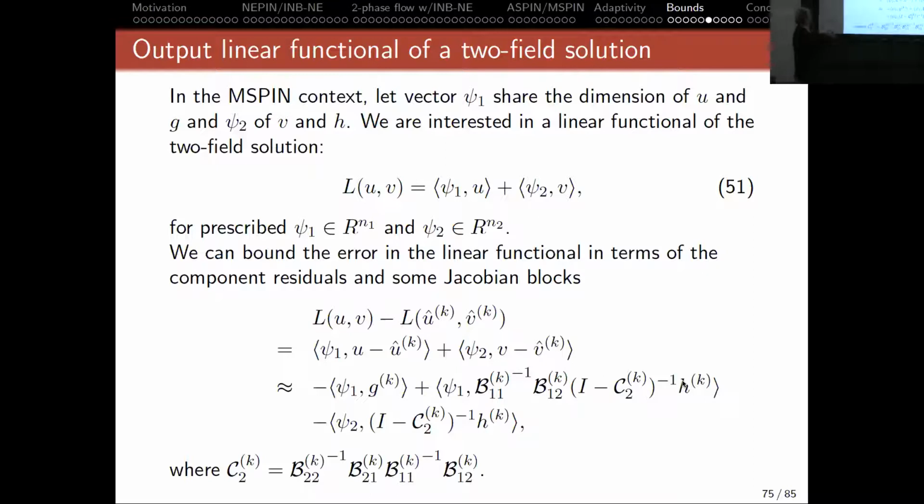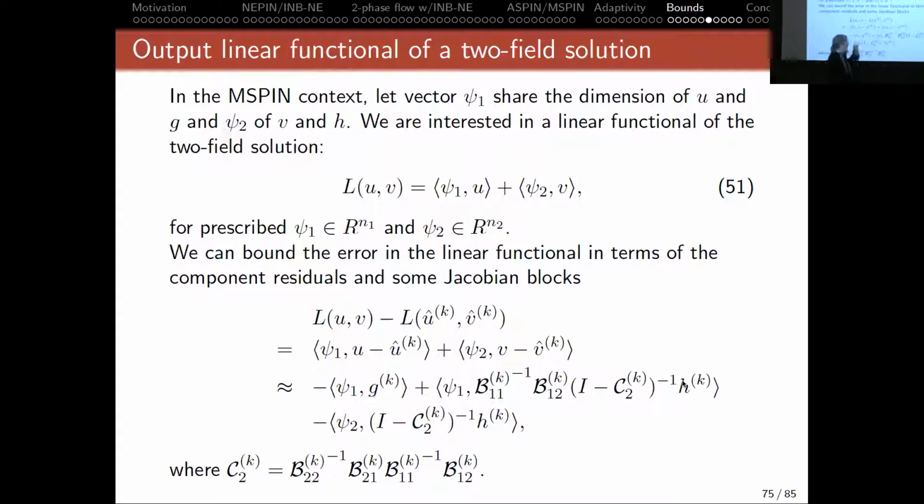Now suppose we want to know some linear functional of u and v, the original state variables, which can be defined by inner product of some phi1 and phi2 with those. So phi1 could represent a discretization of normal derivatives integrated along a tangential direction to get a flux, for example. So we're interested in this quantity as our output.